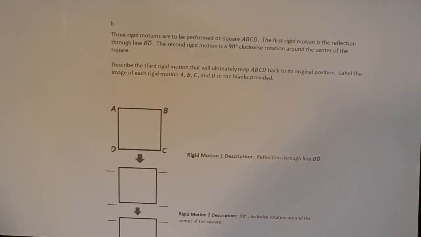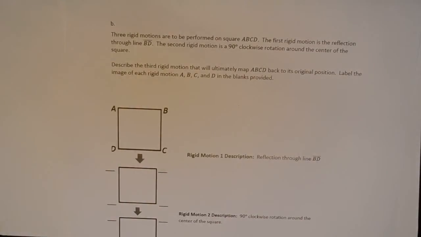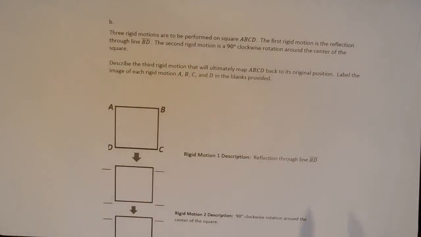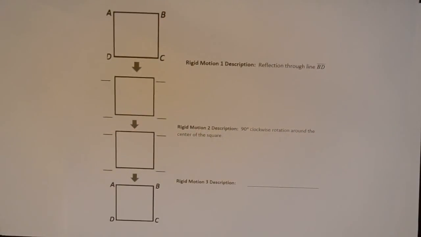Okay, so this page has a pretty quick one here. So we have a square and we're performing some rigid motions on it. It says the first one is a reflection through line BD. It says that right here. Second rigid motion is a clockwise rotation, 90 degrees, and then we're going to bring it back to the original position. So let's talk about what these three rigid motions do.